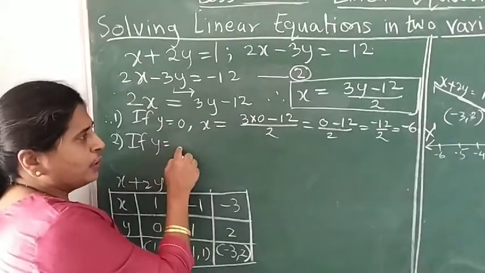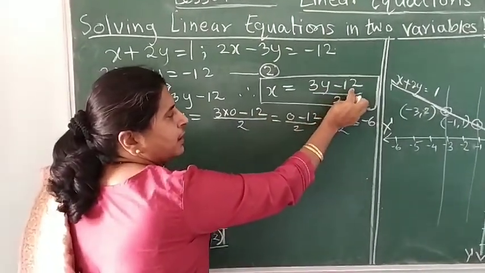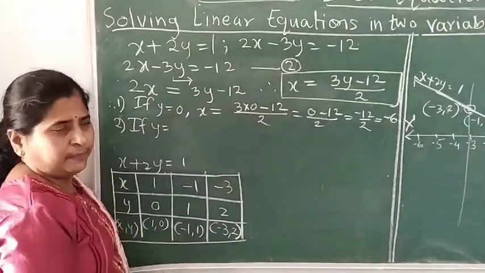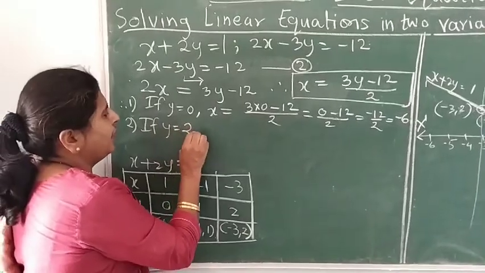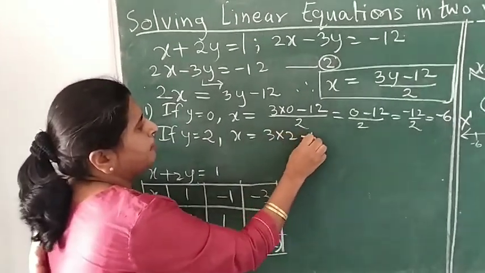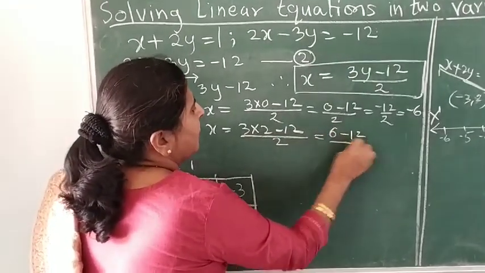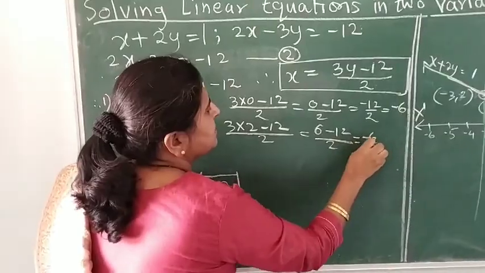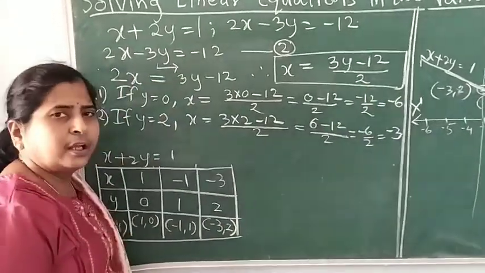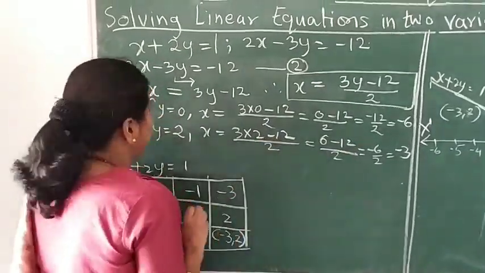In here you can avoid that fraction. So if you take 2 instead of 1, what will happen? 3 2s are 6. 6 minus 12 will get minus 6. Divided by 2, we get minus 3. So x is equal to (3 into 2 minus 12) upon 2, that is 6 minus 12 upon 2, minus 6 upon 2, minus 3. So we have avoided getting fractions to plot the point. We have got a complete number.